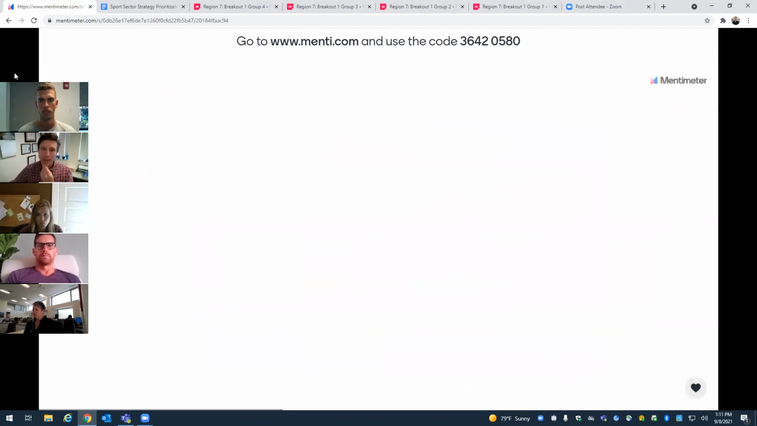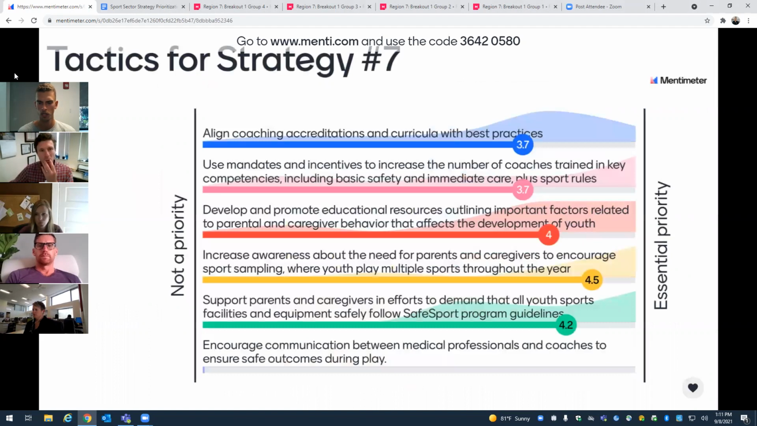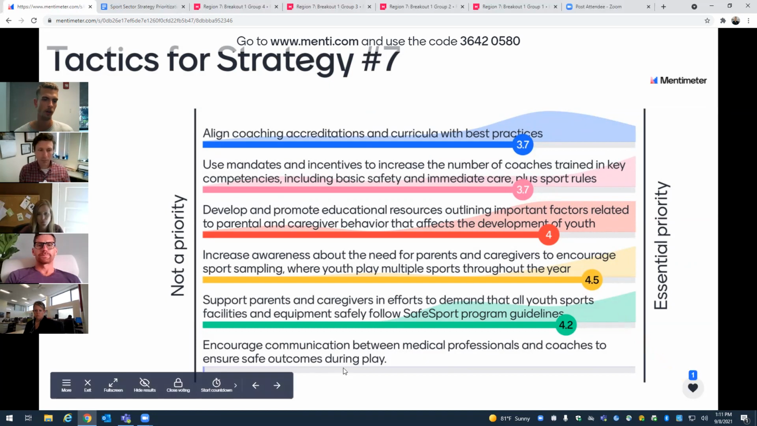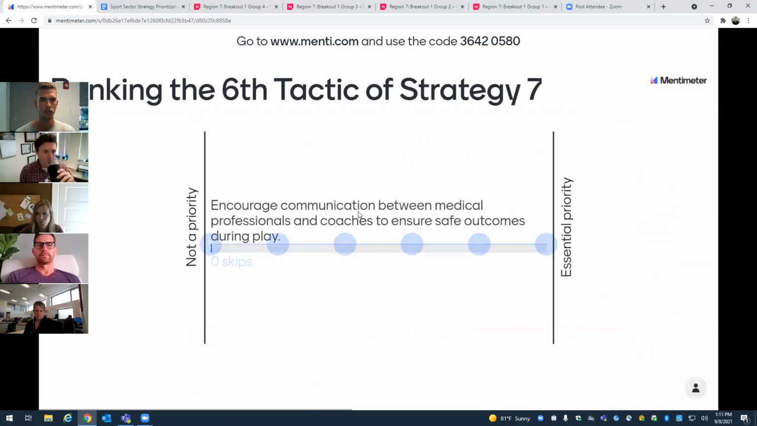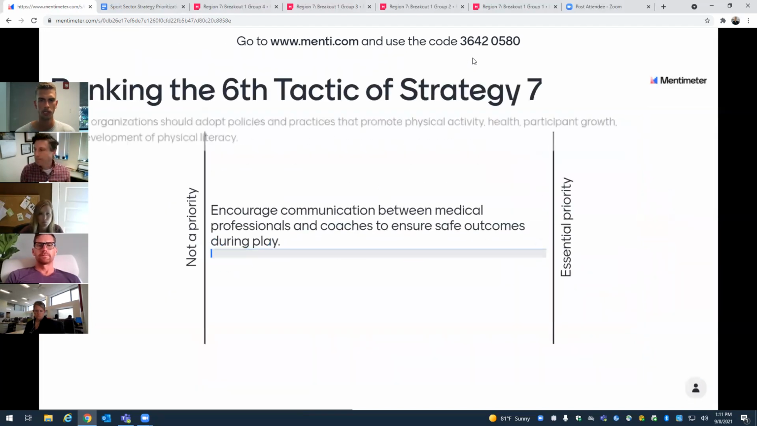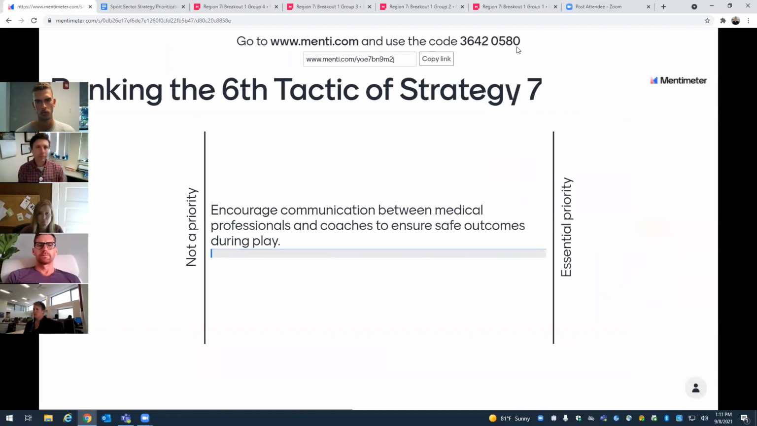Is that right, Bryce? Yeah, we covered 3 and 7, but as you can see, I added this at the last minute during the last meeting. We didn't vote on one of them, which was encouraging communication between medical professionals and coaches to ensure safe outcomes during play. So we can do that now. If you want to enter that same code or just go into your previous browsing window, we just want to have a breadcrumb trail to have all the voting from each of the tactics and strategies.